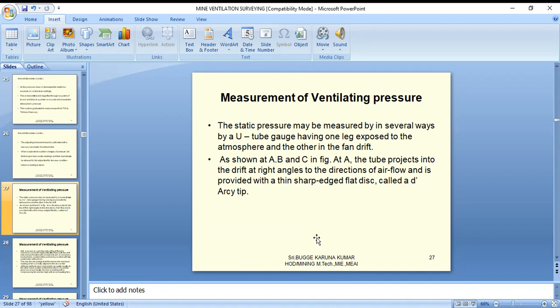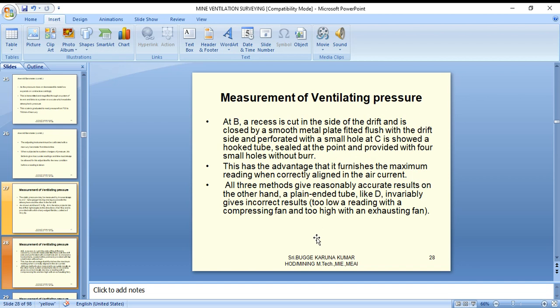Measurement of ventilating pressure. The static pressure may be measured in several ways. By a U-tube gauge, with one leg exposed to the atmosphere and the other in the fan drift, as shown in the figure. In the first method, the tube is projected into the drift at right angle to the direction of the airflow and is provided with a thin, sharp-edged flat disc, as is shown here. In the second, a hole is cut in the side of the drift and closed by a smooth metal plate which is flush with the drift side.